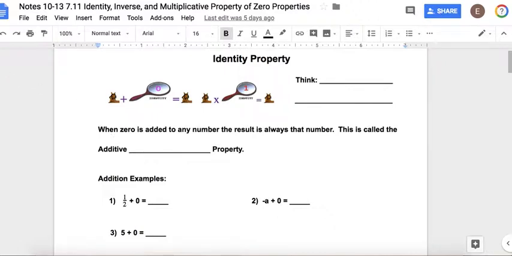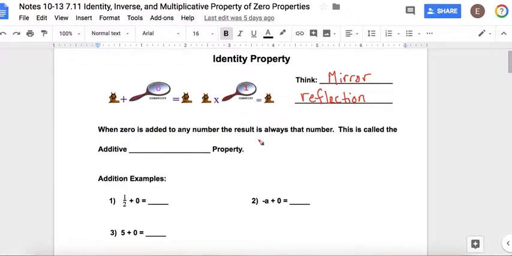And identity property, when you're adding zero, you get the same thing. So horse plus 0 equals horse. Or it also works with multiplication. Horse times 1 still equals horse. So I want you to think of a mirror reflection. Because when you look into a mirror, you're going to see yourself, not someone else.